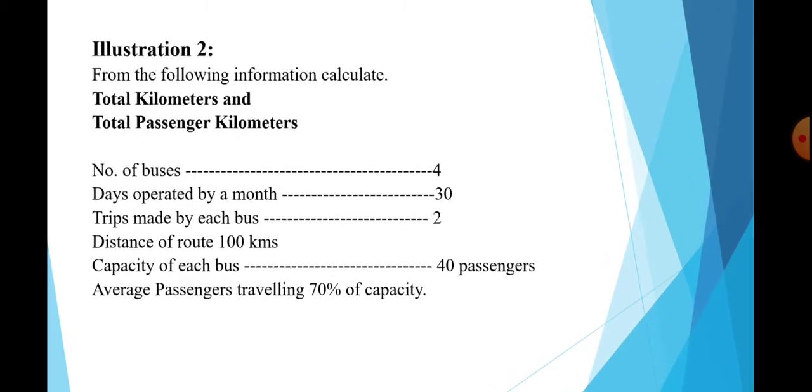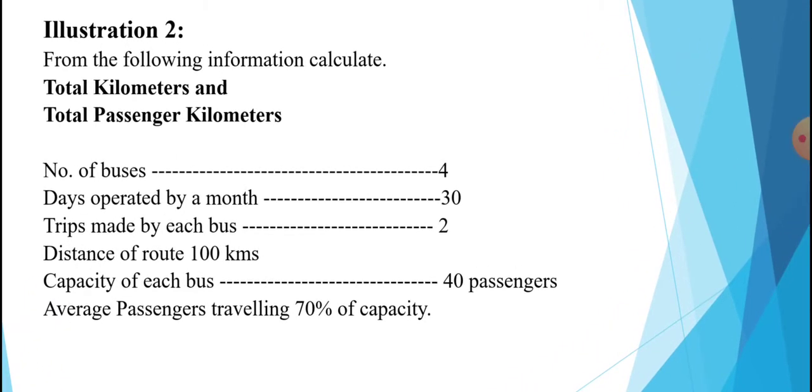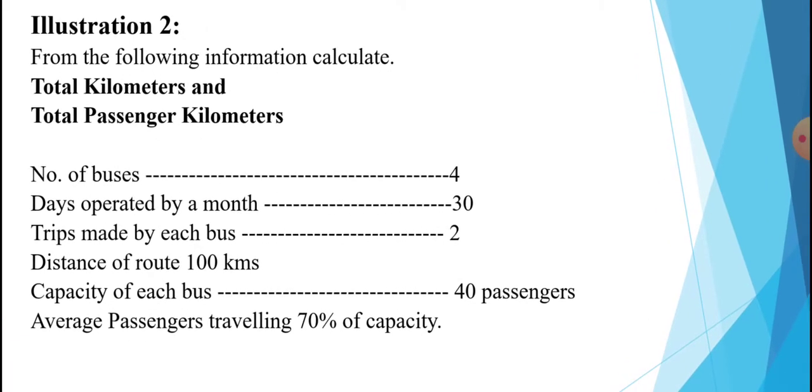So we'll solve the next problem. From the following information, calculate total kilometers and total passenger kilometers. Number of buses 4, days operated in a month 30, trips made by each bus 2, distance of route 100 kilometers, capacity of each bus 40 passengers, average passengers traveling 70% of capacity. So they have asked to calculate the total kilometers as well as total passenger kilometers.